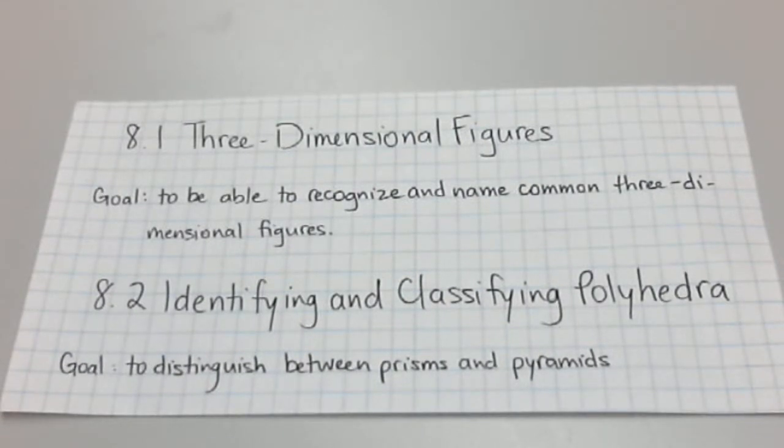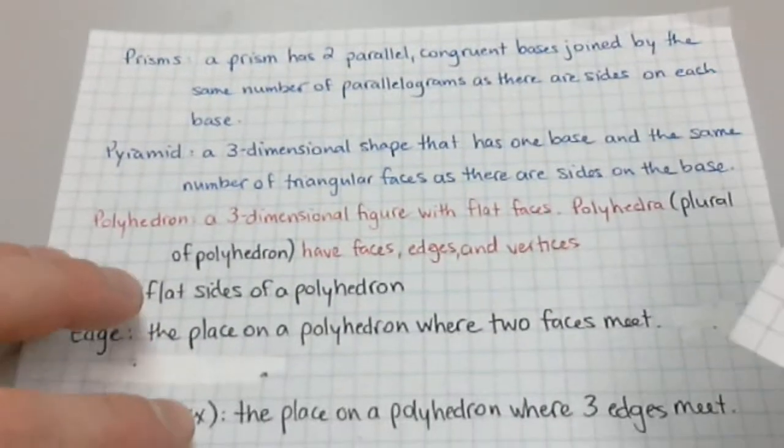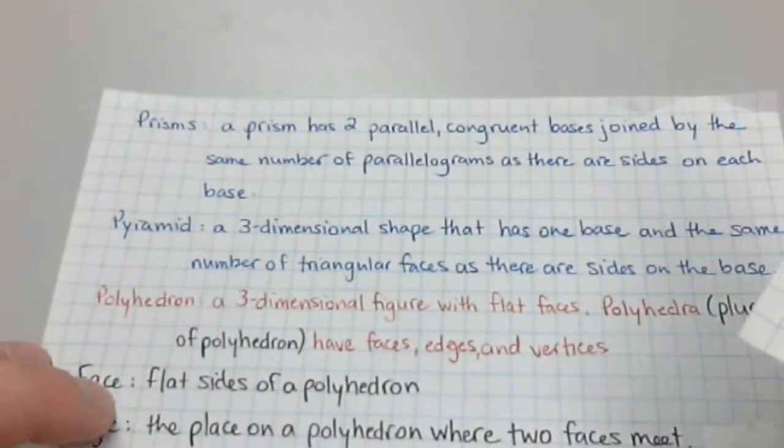I'm going to combine Lesson 1 and Lesson 2: three-dimensional figures, and then identifying and classifying polyhedra. I think there are a lot of things that we can talk about for both of them and then just practice both of them at the same time. So our goal is to be able to recognize and name some common three-dimensional figures, and then for identifying and classifying polyhedra, the goal is to distinguish between prisms and pyramids. This is a lot of terminology, but I gotta shoot some stuff at you.